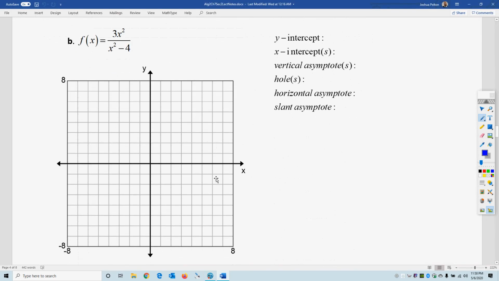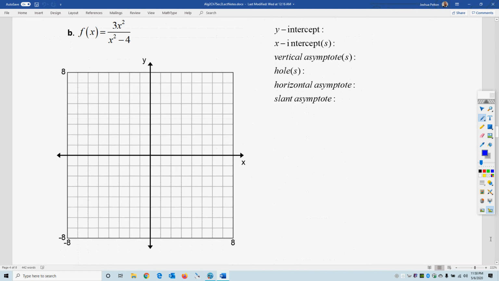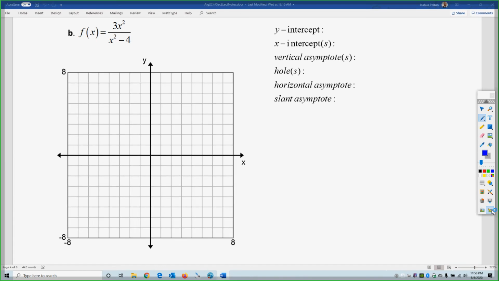In this scenario, the numerator and denominator are of equal powers. Okay, so the process is the same each time, regardless of what type of rational function it is. So again, y-intercept by definition, x must be 0, right? Because it's on the y-axis, x must be 0. So y equals 3 times 0 squared over 0 squared minus 4. That equals 0 over negative 4, which is just 0. So we know that is our y-intercept.